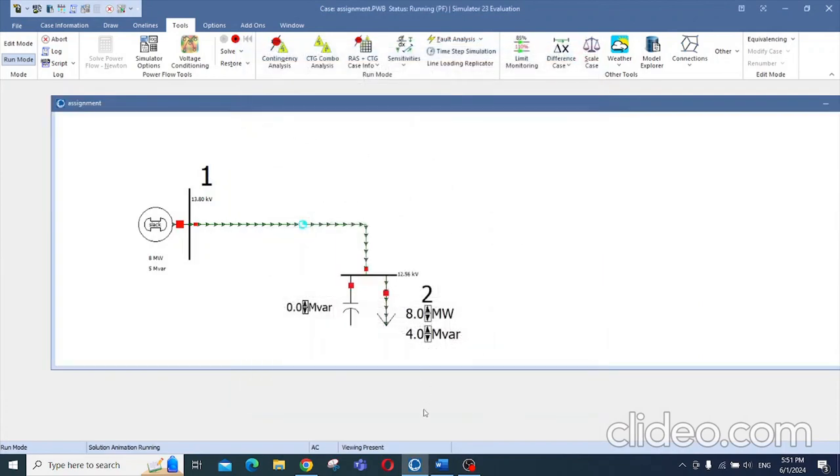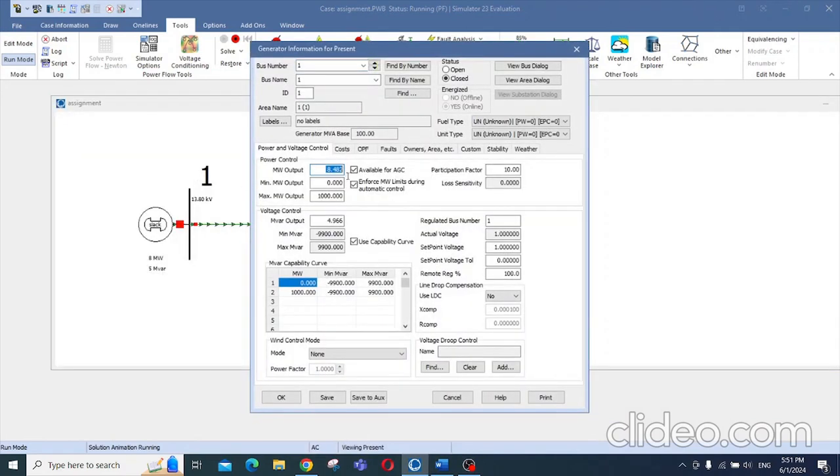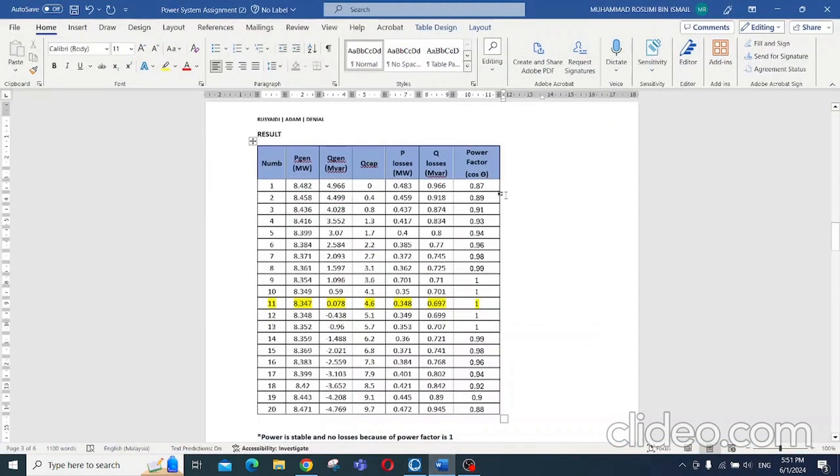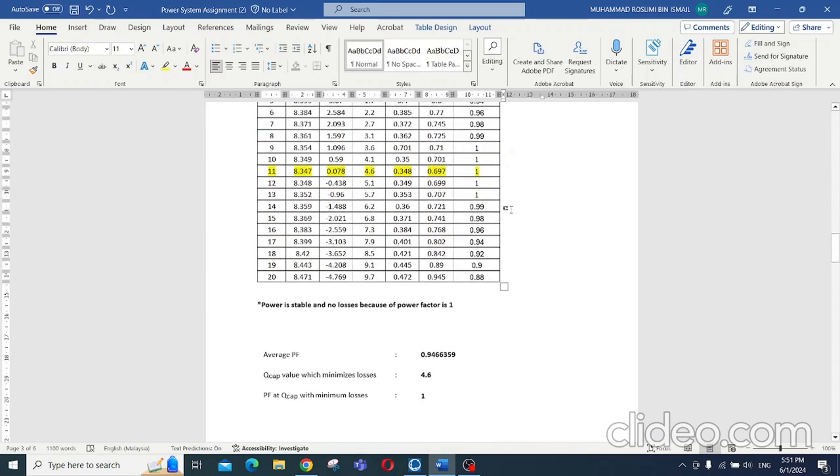Also, we can get the generator values. We click at the generator, and we get the P generator and the Q generator. Also, we can find the power factor from the calculation. We get the P generator and the Q generator, and we put them in the calculation. We find theta equal to tangent inverse of Q over P, and we get theta. After that we use the power factor formula: power factor equals cos theta, and we get the power factor.